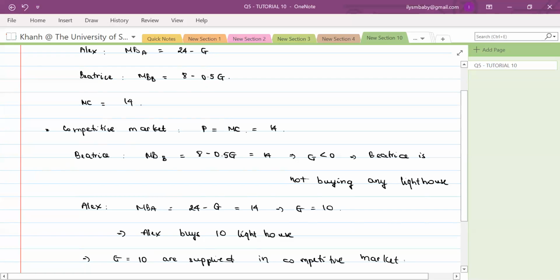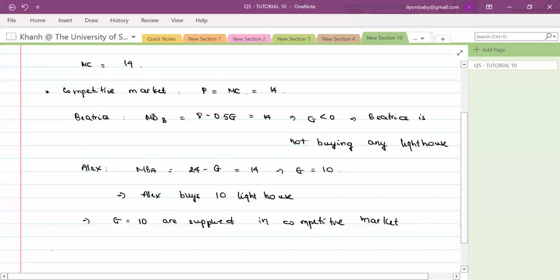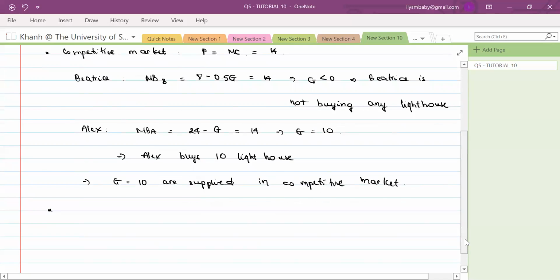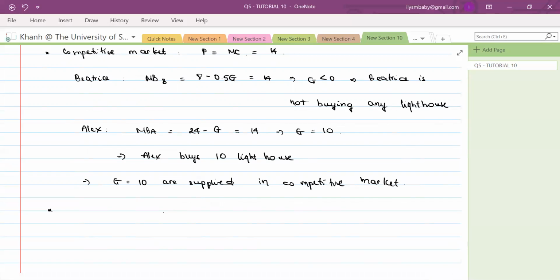Now, what is going to be the optimal number of lighthouses that should be supplied in the market? We know that the lighthouse is basically a public good. All the sailors going through the sea are going to benefit from the lighthouse. In order to find the optimal number of lighthouses, we should be adding all the marginal benefits of all the consumers to work out the price that they should be paying for the good.